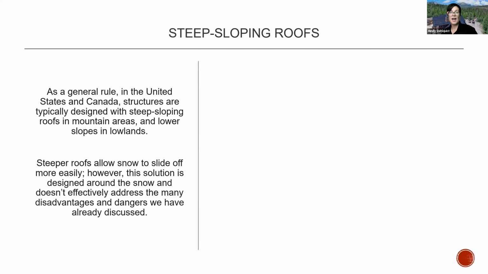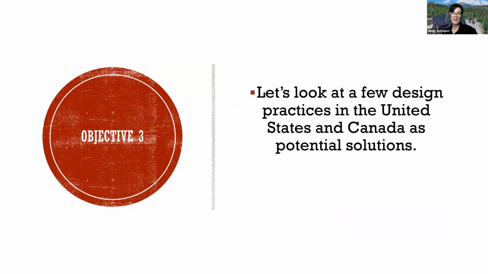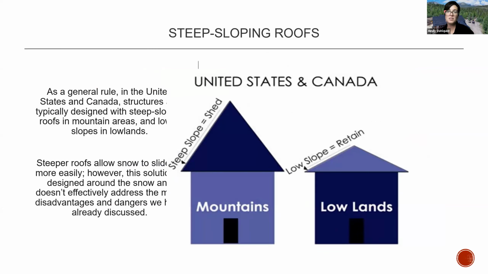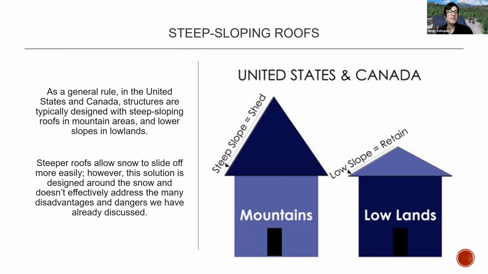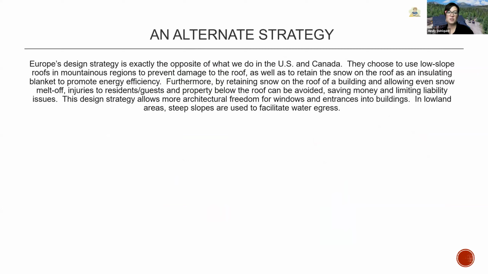So what type of design practices can we look at in the US and Canada as potential solutions? So in the US and Canada, as a general rule, we design our structures with steep sloping roofs in the mountainous regions and low sloping roofs in the lowlands. With that steeper roof, it does allow for the snow to slide off more easily, but we kind of design more around the snow itself and not addressing any of those disadvantages that we've just discussed.